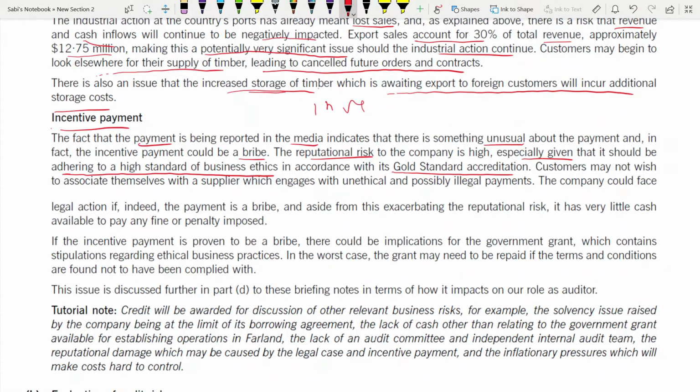Customers may not wish to associate themselves with a supplier who engages in unethical and possibly illegal payment. All the drawbacks of that risk you have to give, because the question says evaluate business risk. Evaluate means you are giving pros and cons, mostly cons only, right?